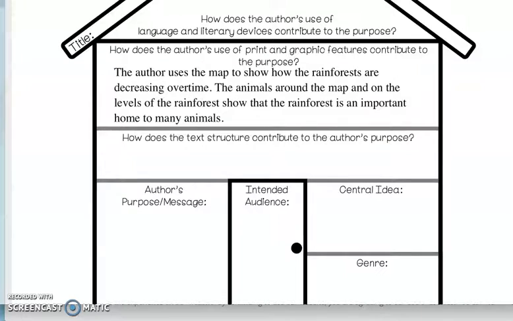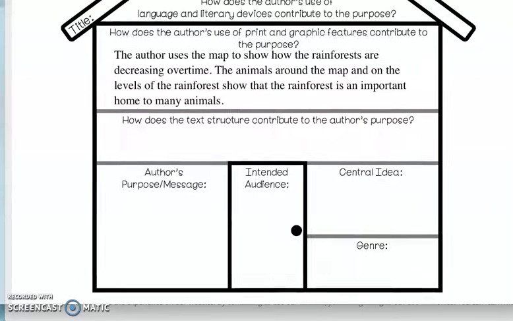So hopefully you were able to talk about this with your groups and you came up with some similar things, but I just want to, since I'm not there to hear your thoughts and ideas, go ahead and put what I was thinking while I was looking at these things. So how does the author's use of print and graphic features contribute to the purpose? The author uses the map to show how the rainforests are decreasing over time. The animals around the map and on the levels of the rainforest show that the rainforest is an important home to many animals. Okay, so if you already had something like this, don't erase everything, keep it. If you didn't have anything like this, then you might need to make some adjustments.